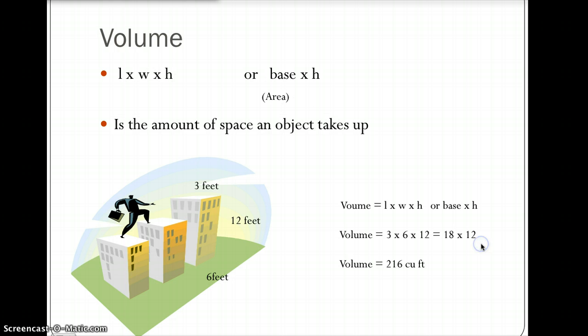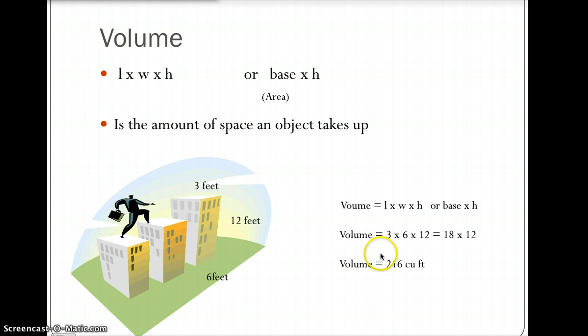All right, the new one we're going to look at is volume. So volume is length times width times height, or base times height. It can be base times height because remember, your base is your area, because your area is length times width. So volume is the amount of space an object takes up. In this one we're going to look at the volume of this building. It's got a length of 3, a width of 6, and a height of 4 feet.